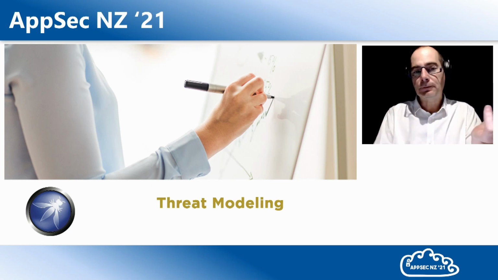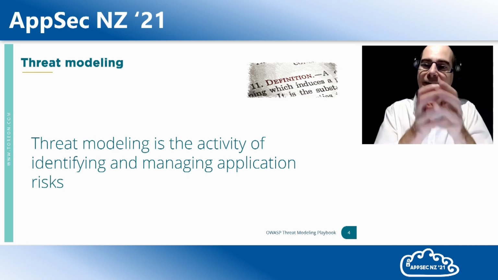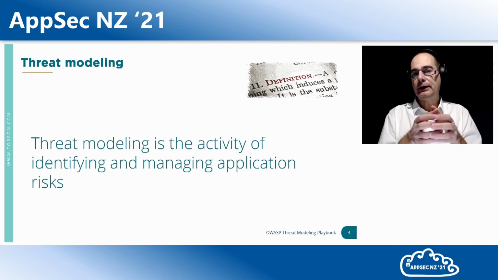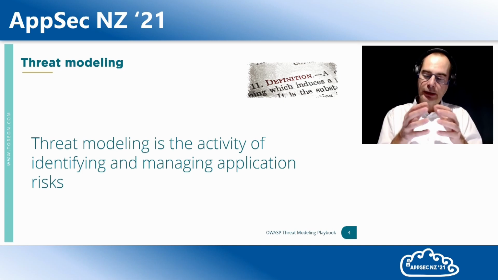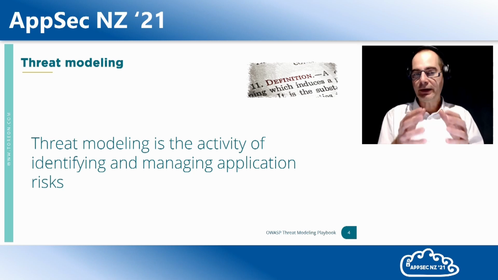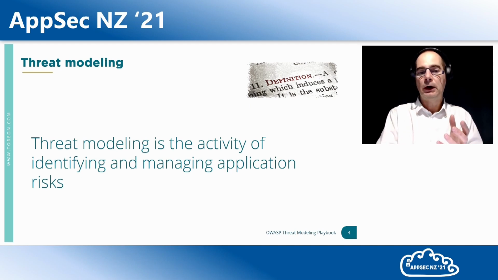So in terms of threat modeling, what threat modeling is really about, it's the activity of identifying potential issues or findings in your software or application, and classifying and looking at these like risks and potential impact on your application, and not only detecting these, but also managing these in your application. And that's really what threat modeling is about.